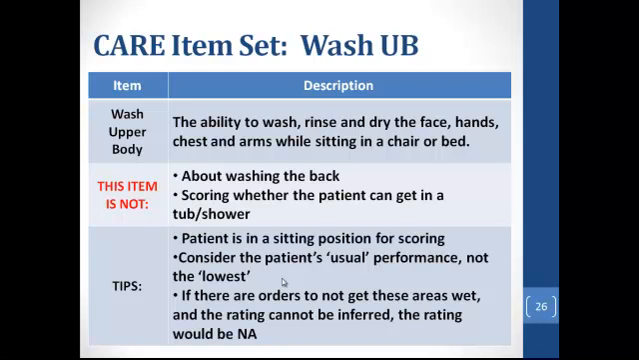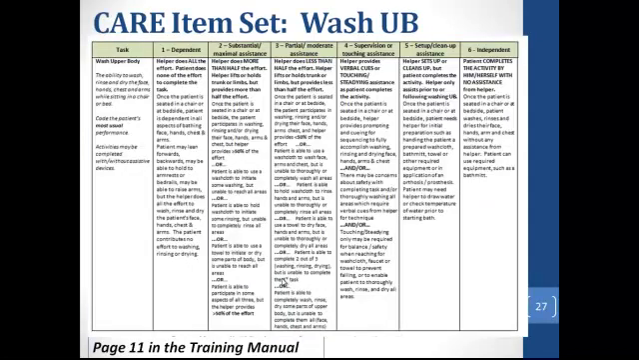So remember that the patient is in a sitting position for scoring during evaluation, and consider the patient's usual performance. If there are physician orders not to get these areas wet, and/or the patient has medical equipment that precludes them from getting their upper body wet, the rating would be NA, unless, of course, the rating can be inferred from dressing upper body. The rating guide is on page 11 for washing upper body.